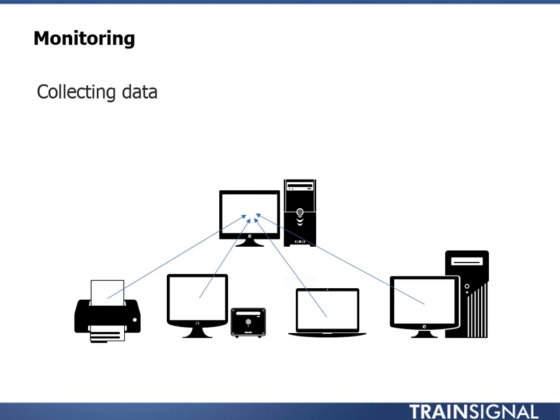The types of data that typically get collected from systems like these are: how busy are your processors? How full is your disk? How many pages have you printed today? How many different networks do you have attached to you?